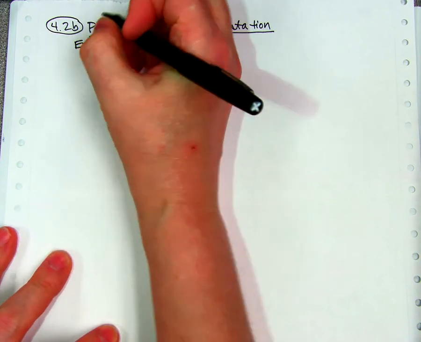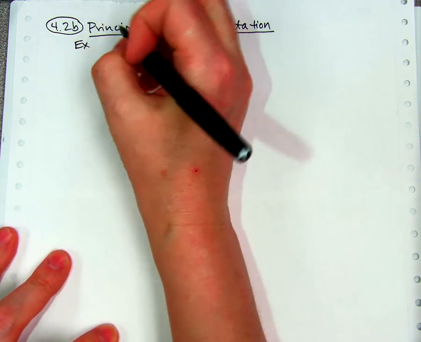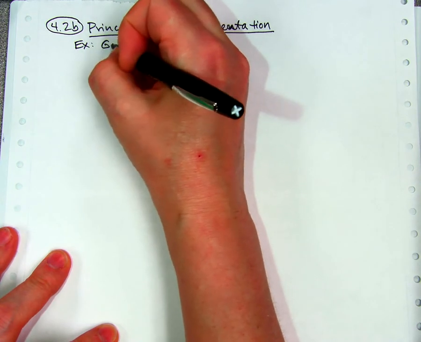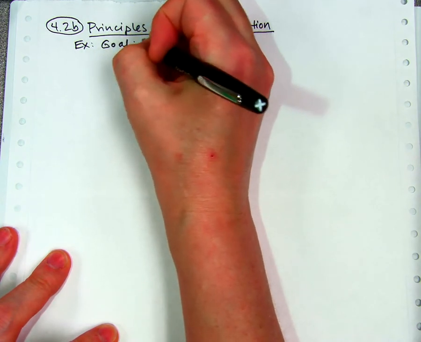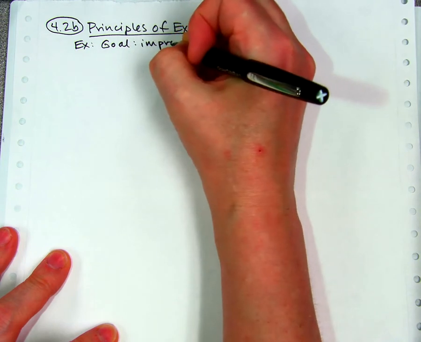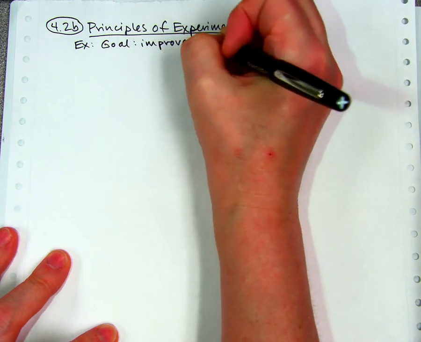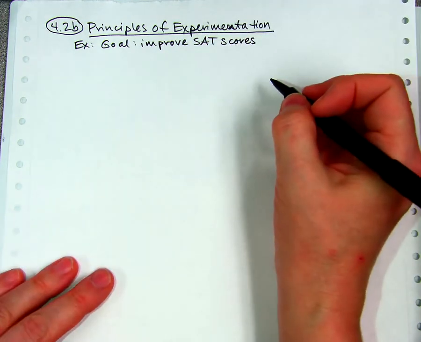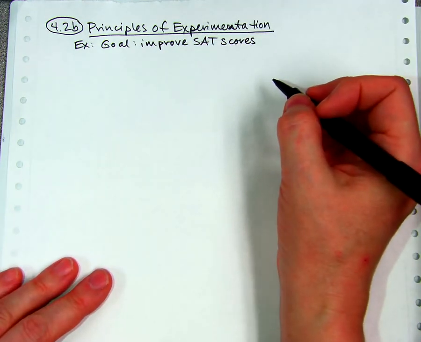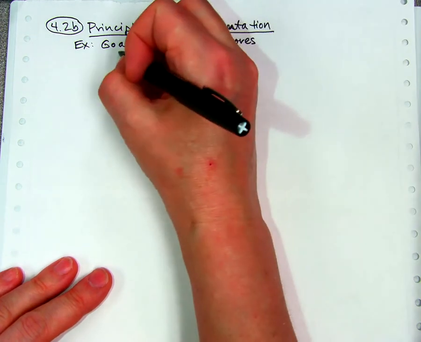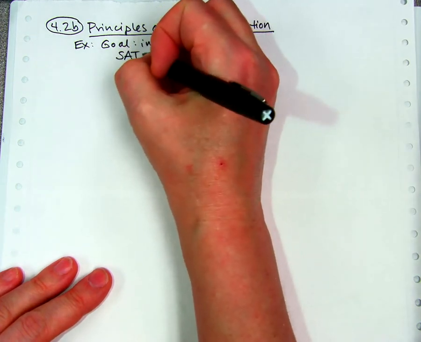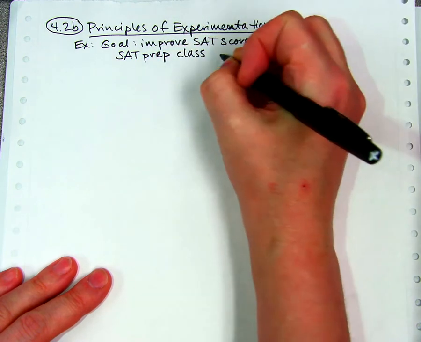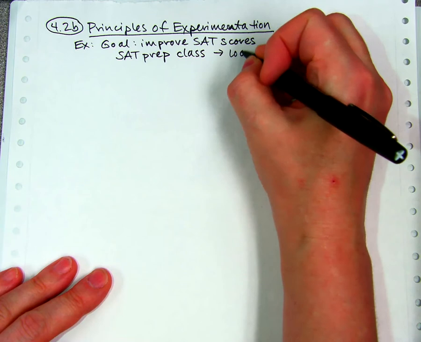And I'm going to start with how to do it wrong, and then we'll make it better with a few more things. So, suppose our goal is to improve SAT scores in a group of students. And I'm going to start by saying, what if we decide that maybe taking an SAT prep class might help them? So we're going to take this group of students and give them an SAT prep class and look at their scores to see if they're good.